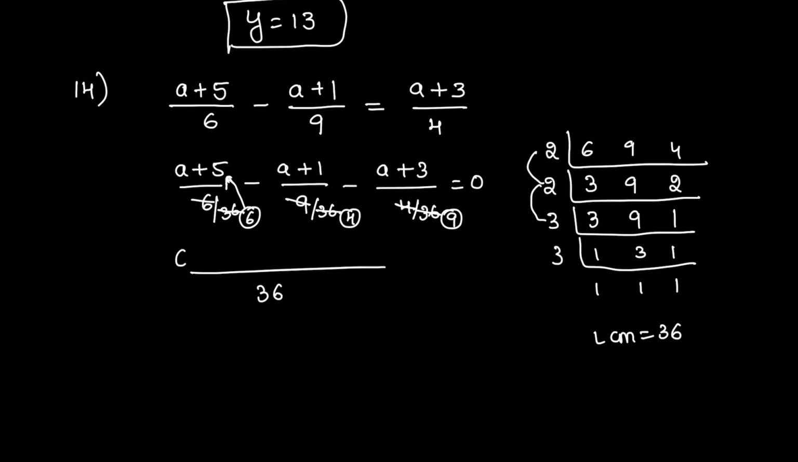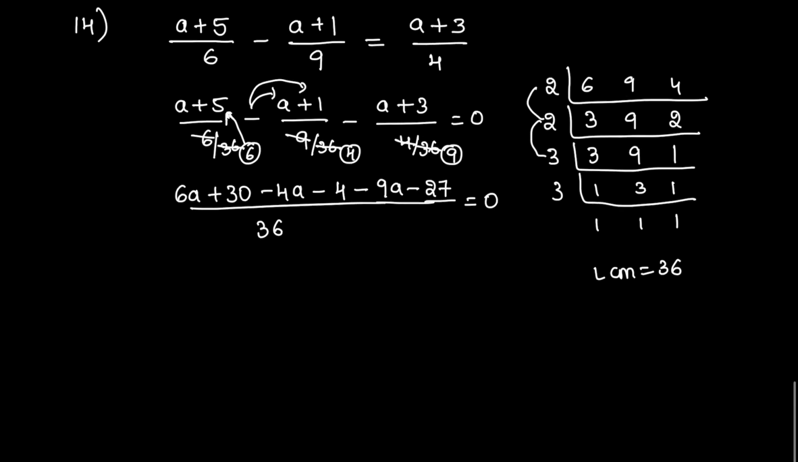6 into a is 6a, 6 fives are 30. And this minus sign has to multiply both the terms, along with the 4. Minus 4a minus 4, minus 9a minus 27, that is equal to 0.